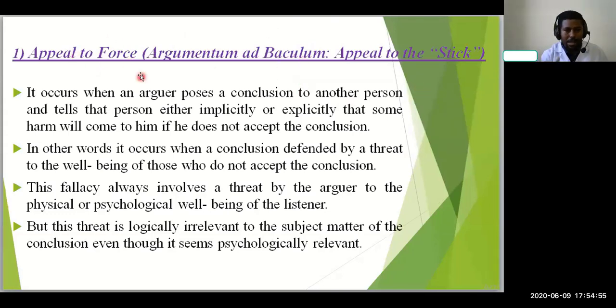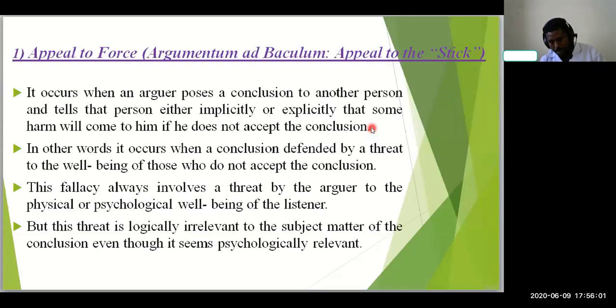As you can understand from the name itself, in the case of this fallacy of relevance, appeal to force, the arguer tries to use force. He tries to coerce listeners to accept the argument because it creates a kind of psychological relevancy in the minds of the listener. A threat will happen if he does not accept that argument. It occurs when an arguer poses a conclusion to another person and tells that person, either implicitly or explicitly, that some damage will come to him if he does not accept the conclusion.